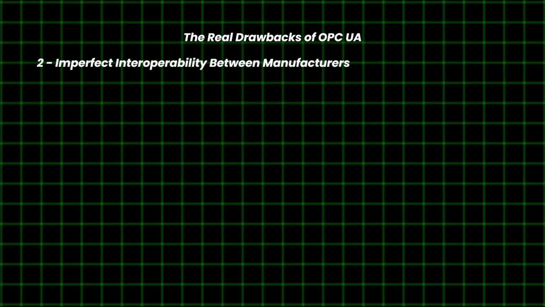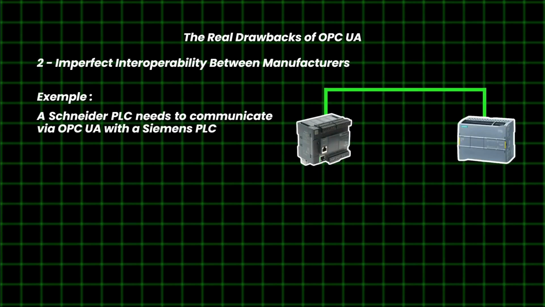Second drawback is the imperfect interoperability between manufacturers. Example, a Schneider PLC needs to communicate via OPC UA with a Siemens PLC. The result doesn't work or it crashes.